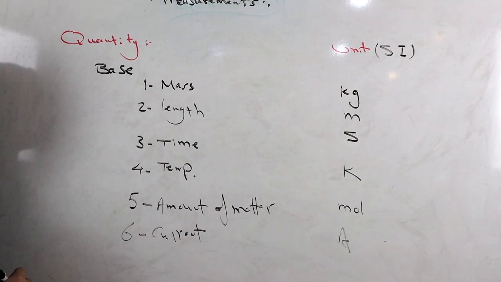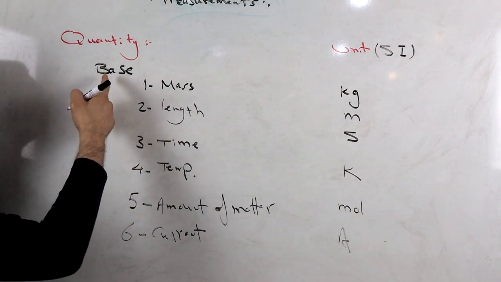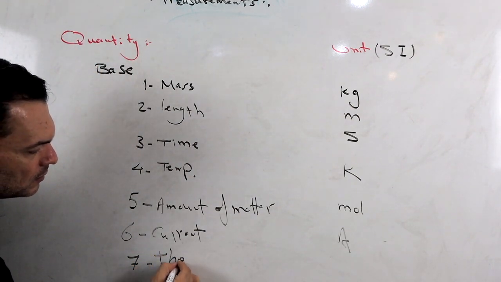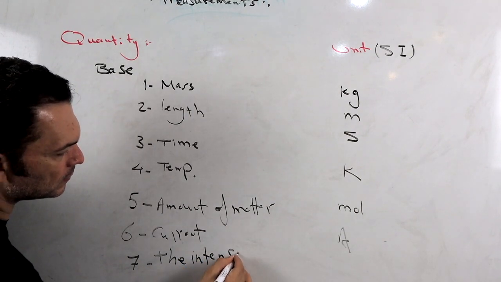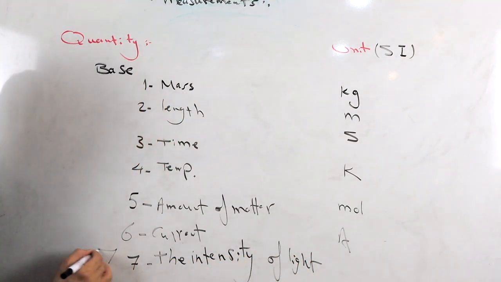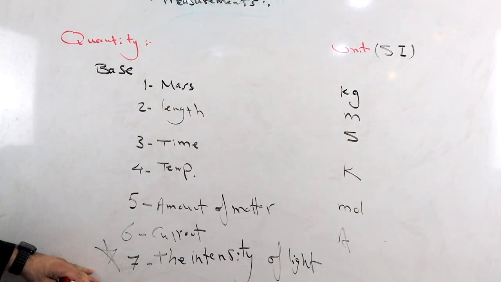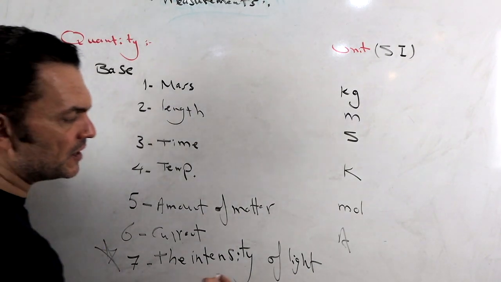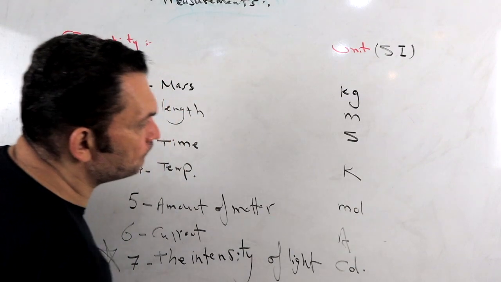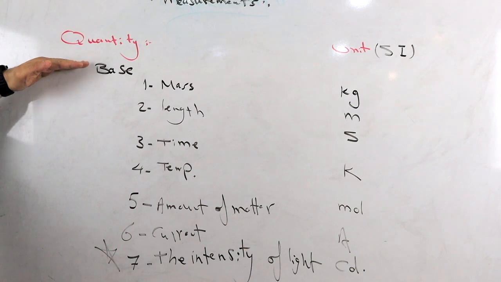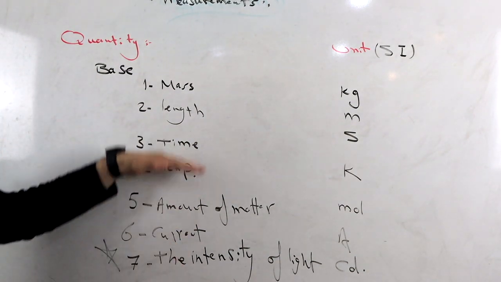Actually, we have one more quantity that could be used as a base quantity. This is called the intensity of light. But actually we will not study that in IGCSE at all. Even in AS, even in A2, we will study that later. But it gives you the amount of energy of light, or it has some calculations. The measuring unit here is candela. 1, 2, 3, 4, 5, 6, 7 base quantities. The 7 base quantities, all physics coming out of these.